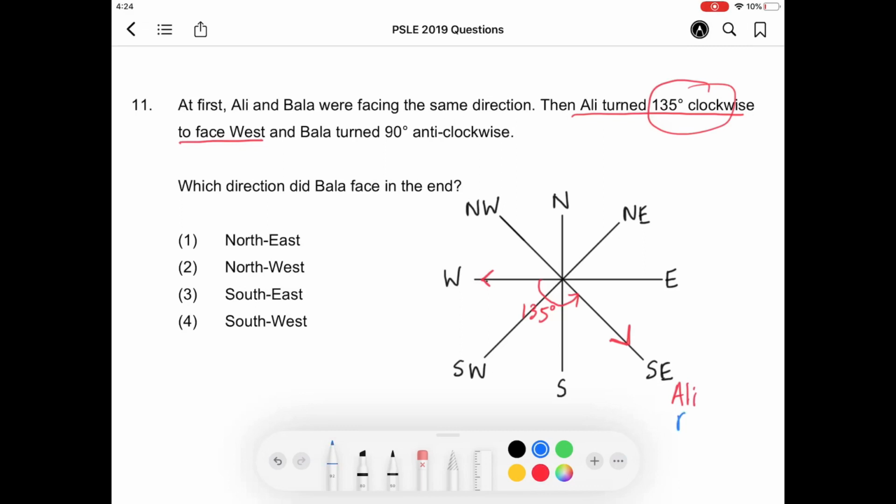Since both Ali and Bala were facing the same direction in the first place, Bala was also facing southeast at first. So now if Bala were to turn 90 degrees anti-clockwise, he will be facing northeast. So the answer for question 11 is option 1.